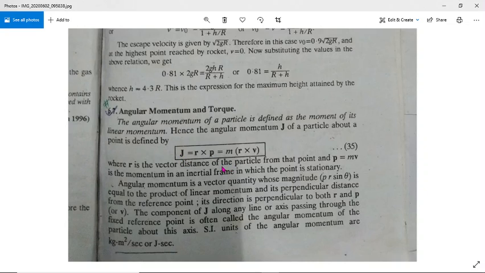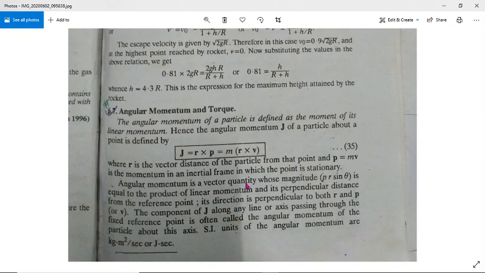Okay, so P is linear momentum, P is equal to mass into velocity, m into v. m is constant, you can take it out. So J is equal to R cross P, equal to m into R cross V. That is the angular momentum, where R is the vector distance of the particle from that point, and P equal to mv is the momentum in an inertial frame in which the point is stationary.